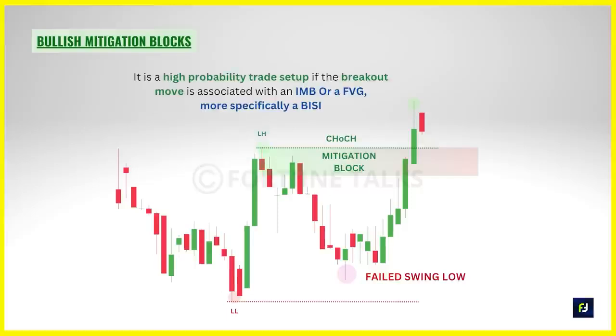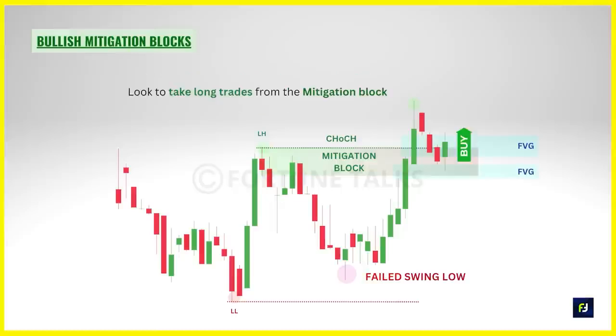In addition to this, if the breakout move is associated with an imbalance or a fair value gap, more specifically a BISI, that is a buy side imbalance and a sell side inefficiency, then this will become a high probability setup for our trades. This inefficiency will be a motive for prices to return back to fill the imbalance and thereby even testing our bullish mitigation block. We can look for long trades from this mitigation block.